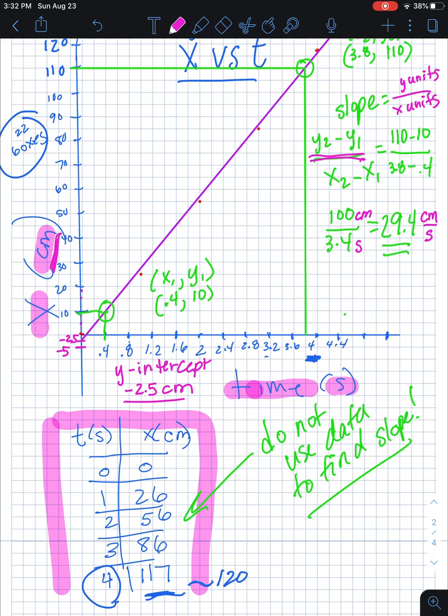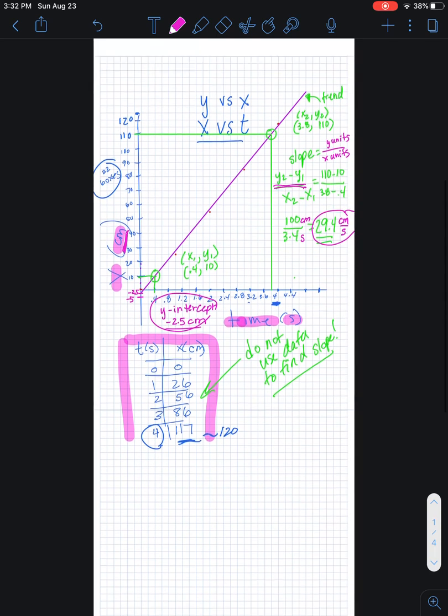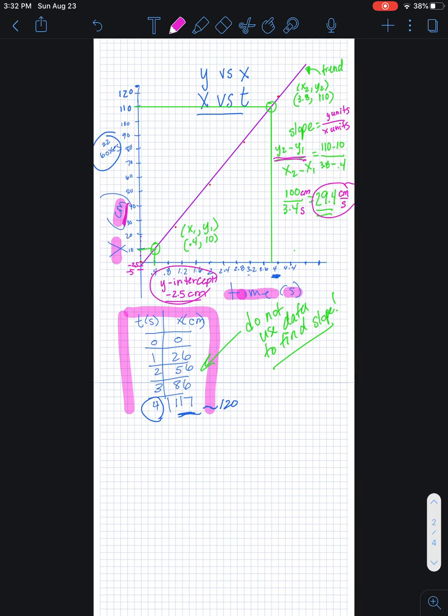So I now have a y-intercept and I have a slope. The reason for finding a slope and a y-intercept is so that I can start writing the equation for my line. We know that in math class, when you have a linear fit, you can start with the equation y equals mx plus b. And in math, you would have replaced m with 29.4, and you would have replaced b with -2.5. And you would have been done, and your math teacher would be happy.